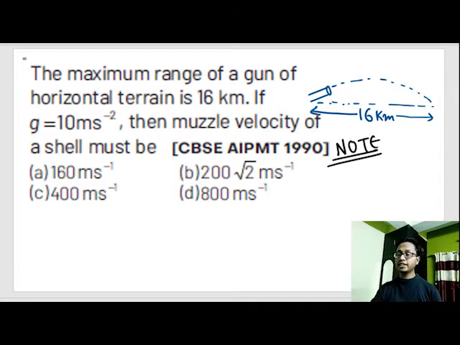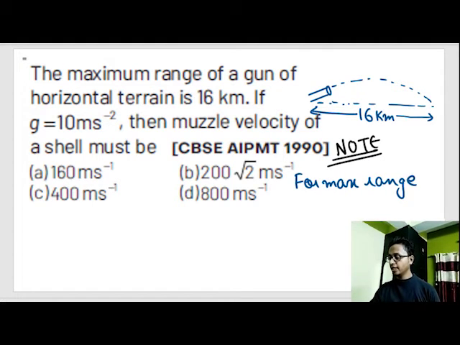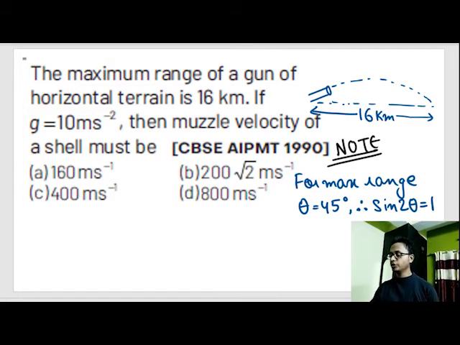What should be theta for maximum range? For maximum range, theta is equal to 45. It's always the case for a ground-to-ground projectile: for maximum range, theta is equal to 45 degrees. Therefore, sin 2θ, or sin(2 × 45), is equal to sin 90, which is equal to 1. So whenever maximum range is mentioned, that means they are thrown at a 45 degree angle.